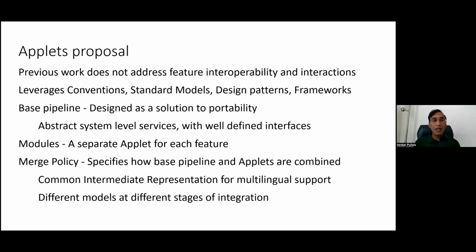The third and the most important is how do you put all of these together to form your final composed pipeline. The base pipeline and applets are combined, and the merge policy is what specifies how these things are combined. It's basically a policy, set by the user, because the same applets may be combined in multiple ways, resulting in different kinds of semantics. The typical example is ACL before NAT and after NAT, which are different.